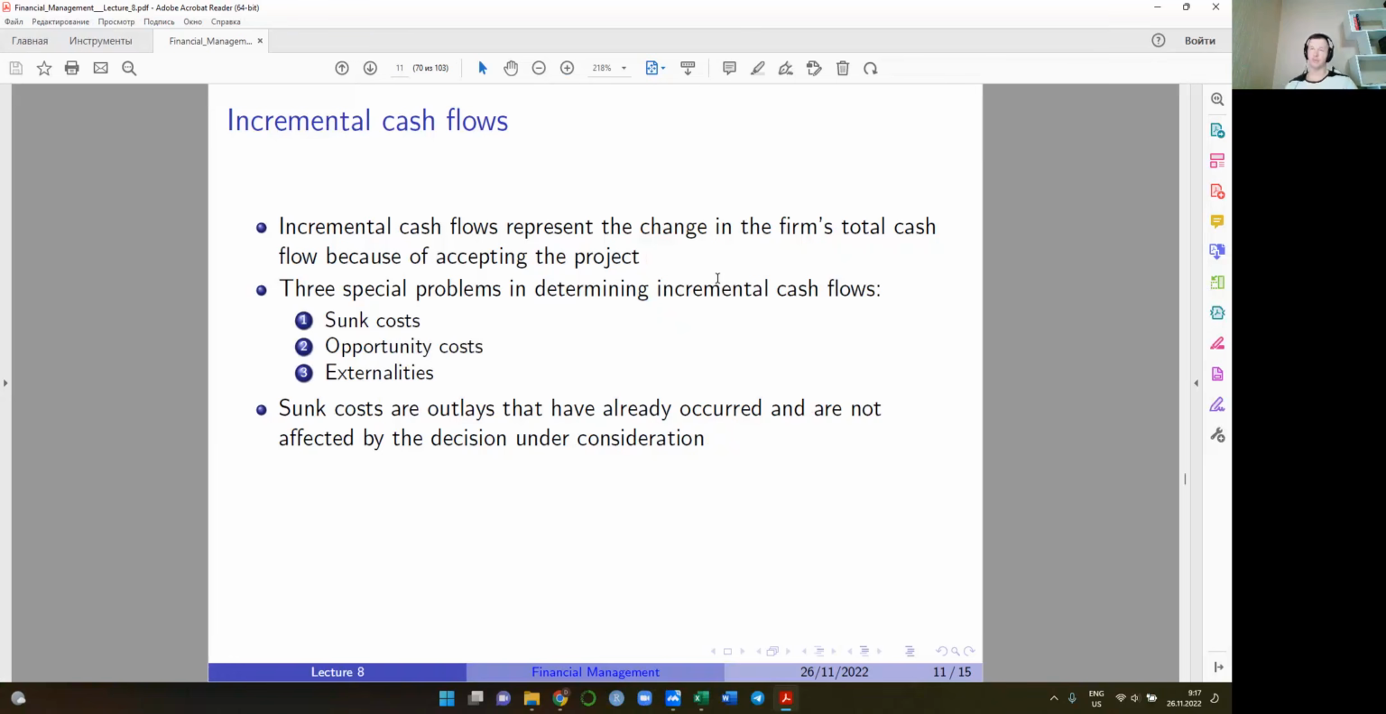The same happens with companies. A company can do research, market research, and spend money on this before thinking whether to run a new investment project or not. If this is the case, if the company spent something before making a decision, those costs are not considered in the incremental cash flows. Only future cash flows that can be affected by our decision.